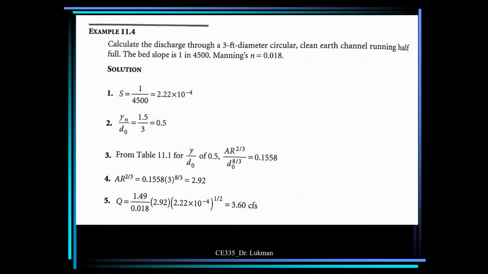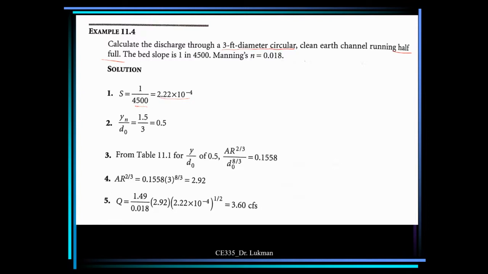Now this is an example. It says calculate the discharge through a 3 feet diameter circular clean earth channel running half full. It is circular, 3 feet diameter, but running half full. The bed slope is 1 in 4,500 and Manning's n is 0.018. So this is the bed slope, 1 in 4,500. So this is the slope.